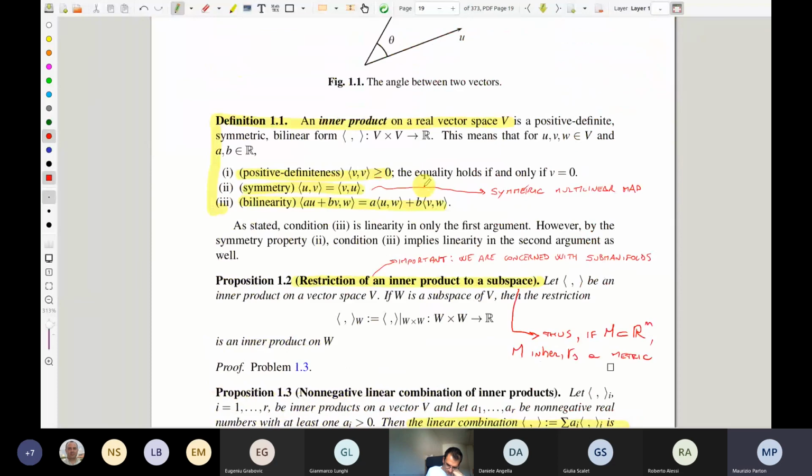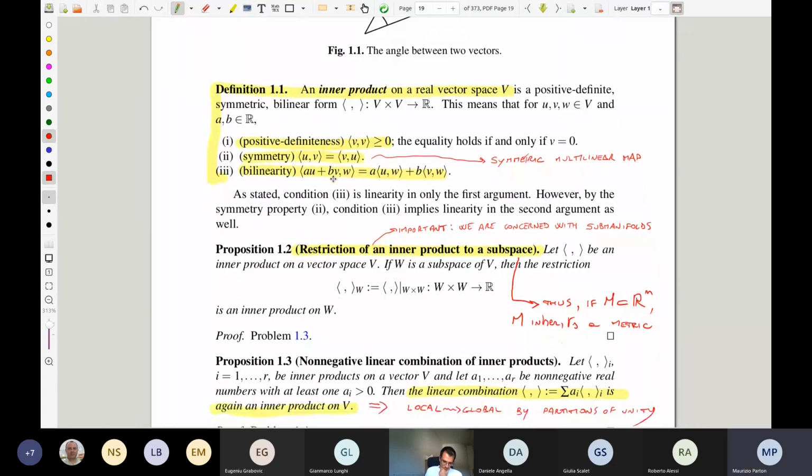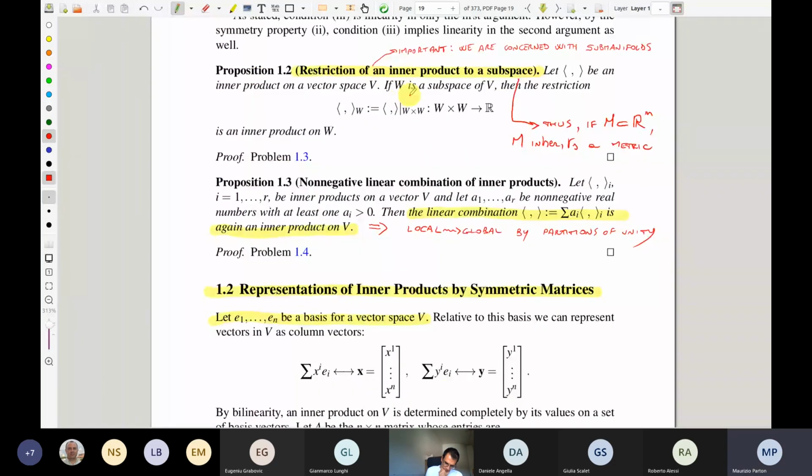Now, since we are mathematicians, we like to extract the properties, in this case, the inner properties of the object we are talking about. The properties of an inner product are these 3: positive definiteness, symmetry, and bilinearity. So we say that any bilinear form satisfying these properties is an inner product, is a metric. This is trivial, but very important.